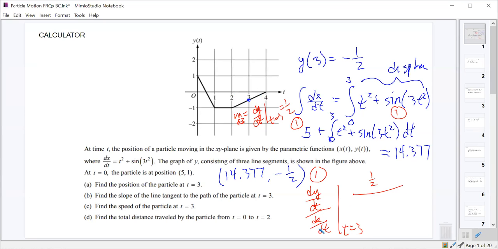And then over dx dt evaluated at 3, which is 9 plus the sine of 27, which is, I bet that's what you guys wrote as your answer. But if you approximate that out using your calculator, you end up getting 0.05. And you would have gotten 1 point for part B, just for correctly getting that value. Everyone good with part B?